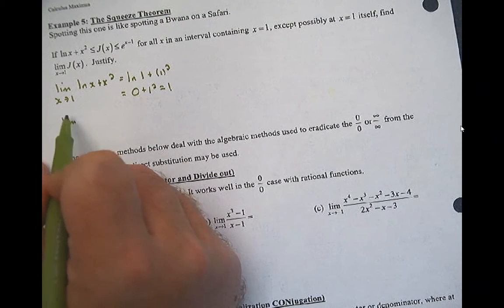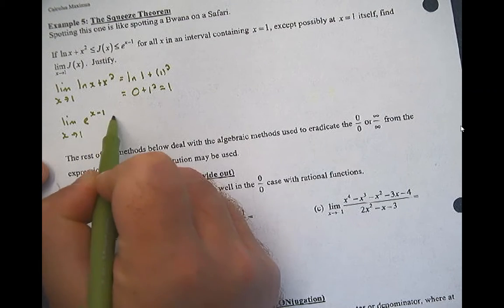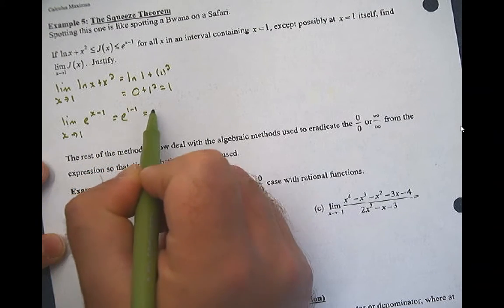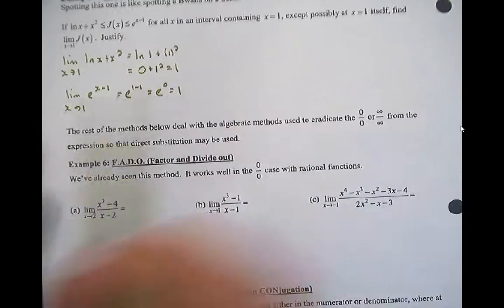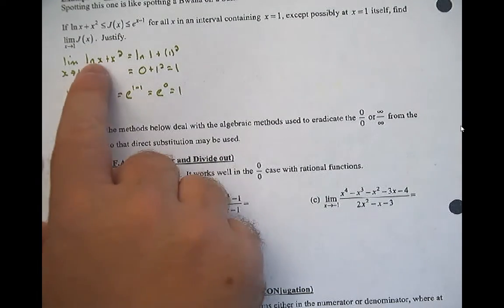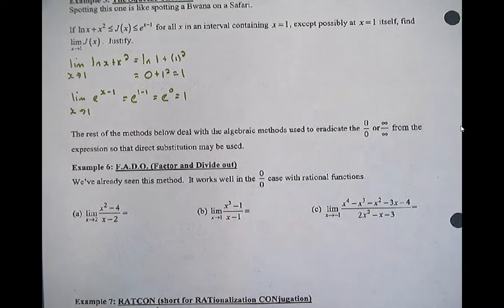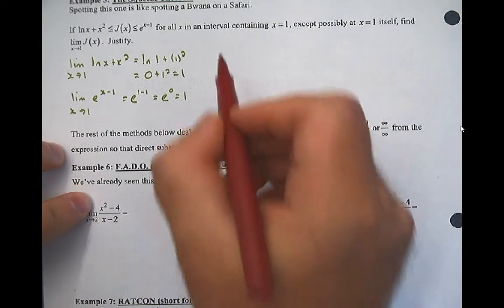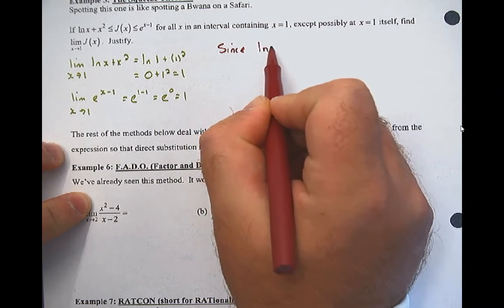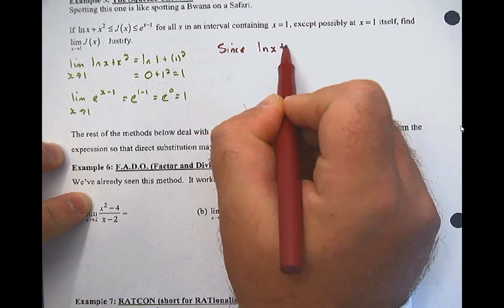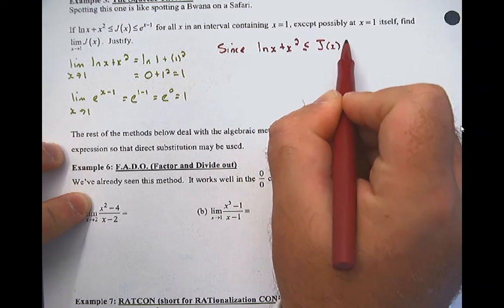Then the limit of e to the x minus 1 as x approaches 1 would be e to the 1 minus 1. E to the 1 minus 1 is e to the 0, and anything to the 0th power is 1. So we've just shown that the limit of my first function is 1 at 1, and the limit of the second function at 1 is 1. So now I can do a squeeze theorem on it. So I have to establish that this function j of x is trapped between these other two functions.